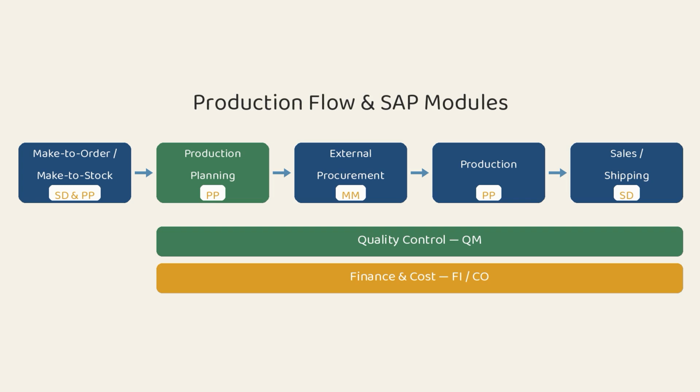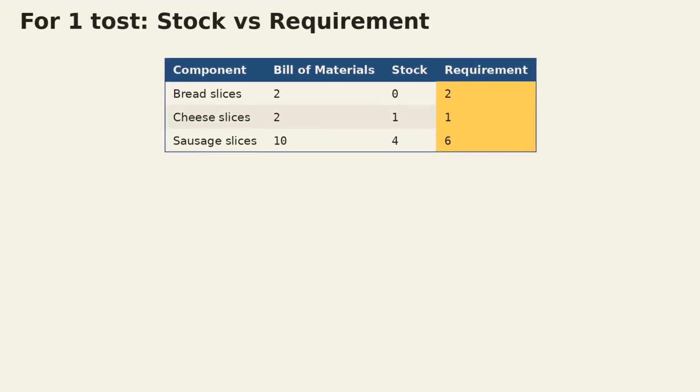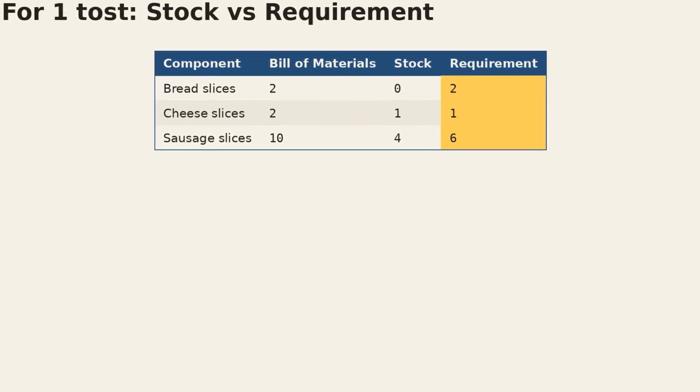It is called material requirements planning. That quiet brain that compares what you have with what you need, and tells you exactly what to produce or to buy. Read the table row by row. The bill of materials says what is needed, the stock says what is on hand, and the last column gives the difference, the requirement. 2 slices of bread, 1 slice of cheese, 6 slices of sausage. The whole knack of planning is getting that last column right.